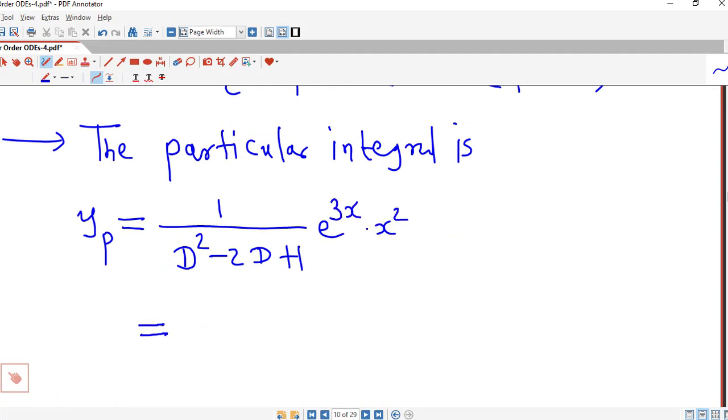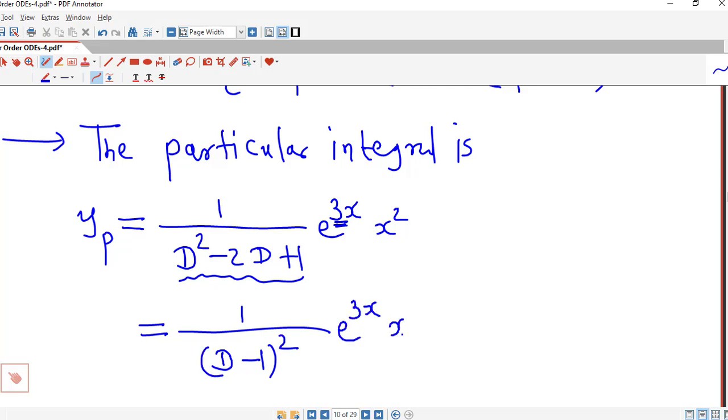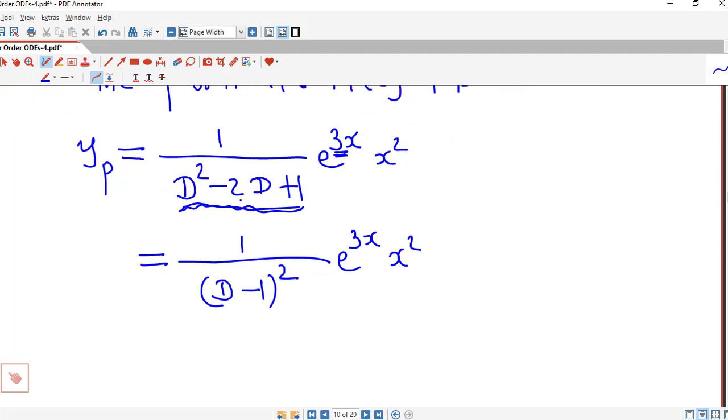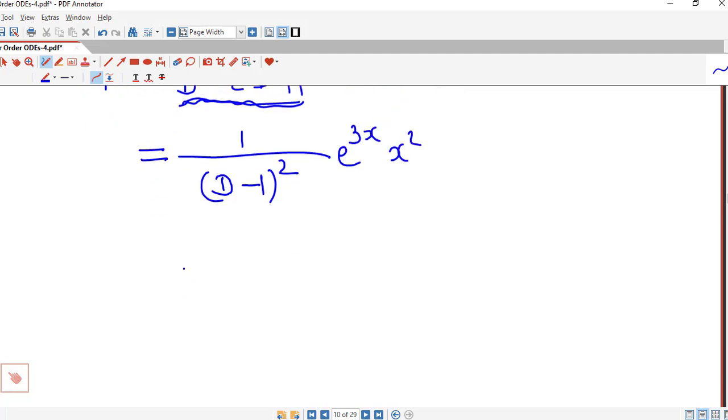So we have to replace d by d plus 3. Here we have d square minus 2d plus 1, and the coefficient of x is 3, so we replace d by d plus 3. We know that this is a perfect square, so before replacing d by d plus 3, we can rewrite this as 1 over square of d minus 1 e raised to 3x x square. If we wish, we can keep this as it is and replace d by d plus 3. But because we know that this is a perfect square, we rewrite it as square of d minus 1. And now we apply the formula.